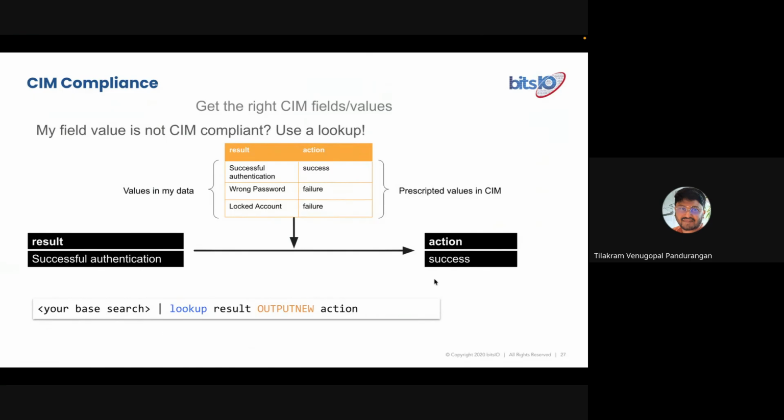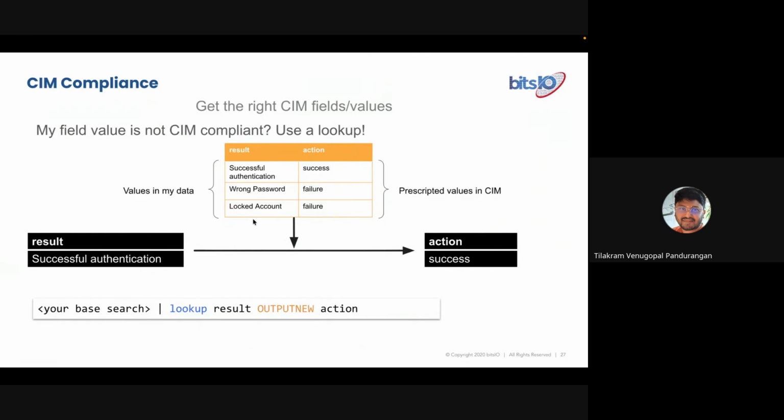So here, as you can see, the values in the data are successful authentication, wrong password, and locked password. But in the SIM, the prescribed values are success and failure. So what I'm going to do is create a lookup for my results: successful authentication as success, and wrong password and locked password as failure, and then I'll create the lookup.